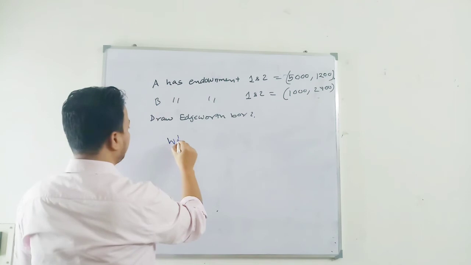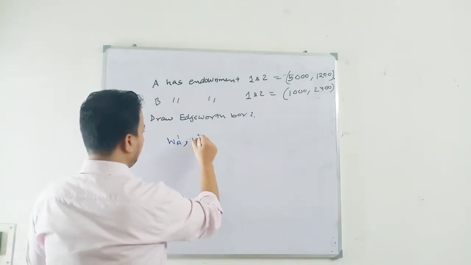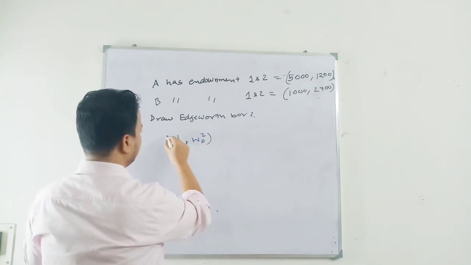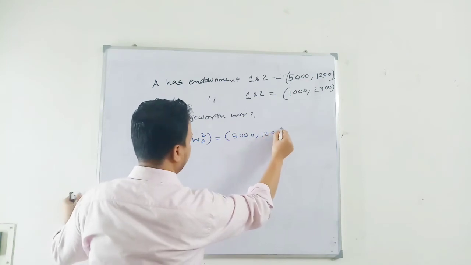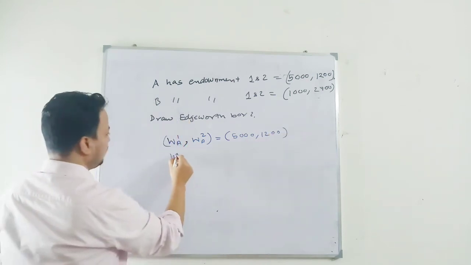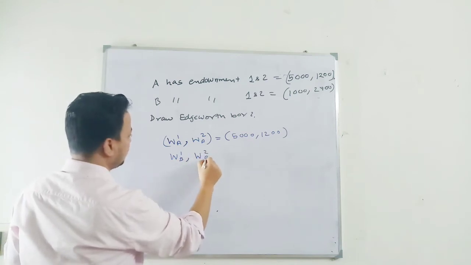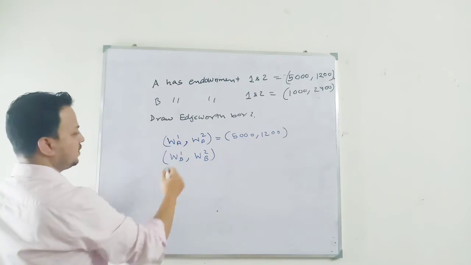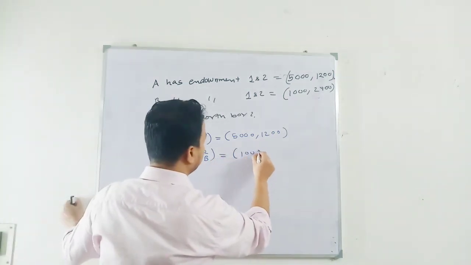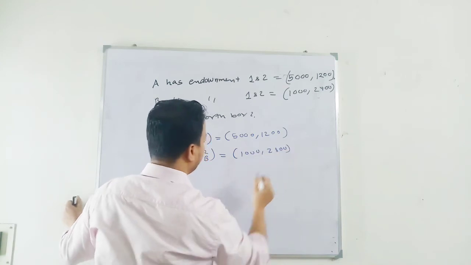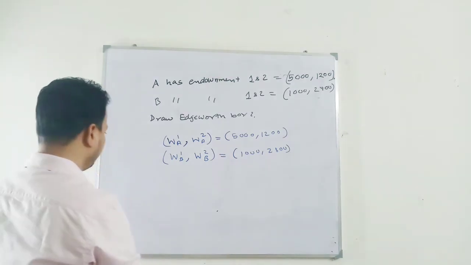So write the endowments in notation, then it will be easy. Endowment of good 1 with consumer A, endowment of good 2 with consumer A: 5,000 and 1,200. Endowment of good 1 with consumer B, endowment of good 2 with consumer B: 1,000 and 2,800. I am not using X, Y; whatever is given, just use the general format, then it will be easy. Now I need to take out the total supply, then only can I draw the Edgeworth box and know the dimensions.